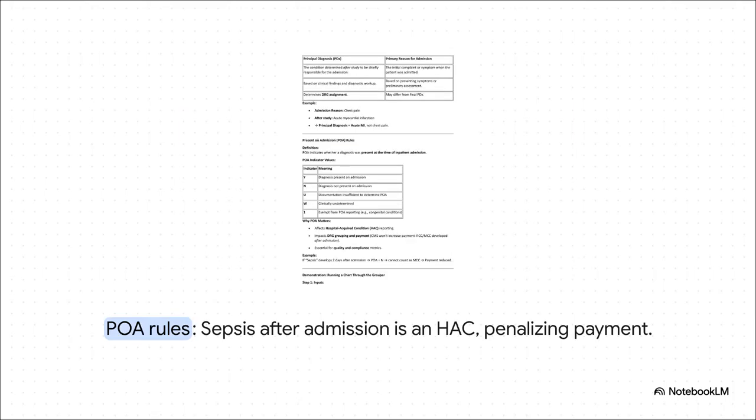care. And these claims become incredibly vulnerable when we factor in present on admission rules, or POA rules. Think about it. If a patient is admitted for one issue and sepsis develops 2 days later, the POA indicator becomes N for not present on admission. Because of this, CMS simply will not allow that condition to count as an MCC to increase the DRG payment. Instead, you're looking at a quality review and a non-payment penalty for a hospital-acquired condition. This right here is why pre-bill reviews for high-vulnerability DRGs are absolutely non-negotiable.